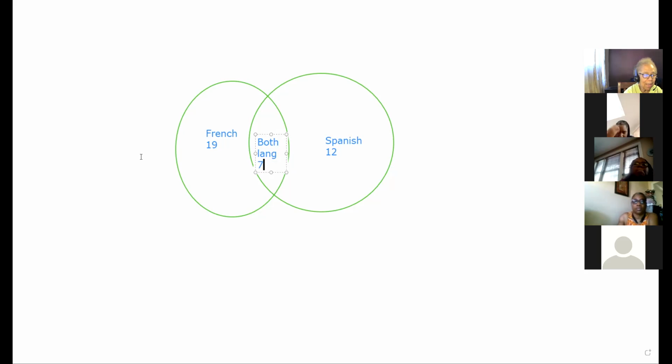How could you calculate that? We'll just stay right here and put a text here. How many studying French only? It is showing you in the Venn diagram. So we have 19 French, and we have both languages 7, and we have Spanish 12, right? Yeah. So how could we find how many are not studying any language?